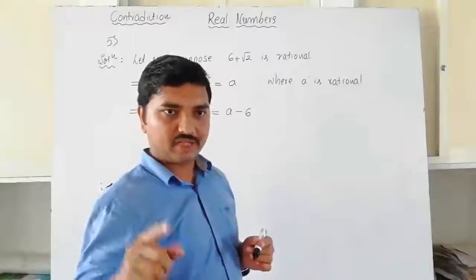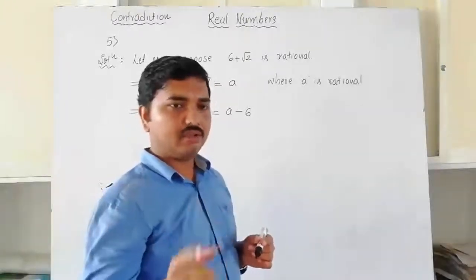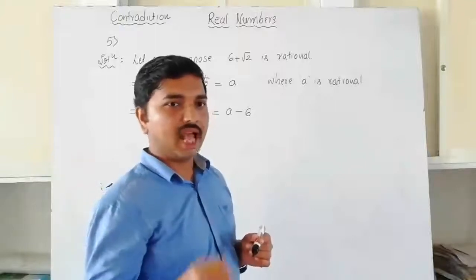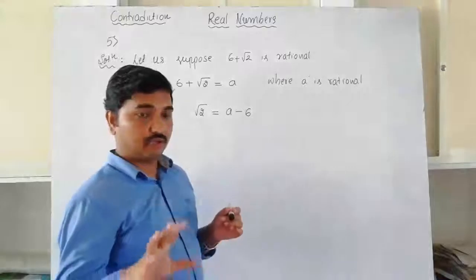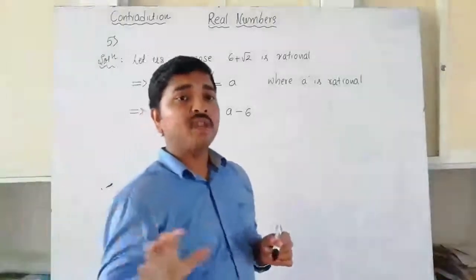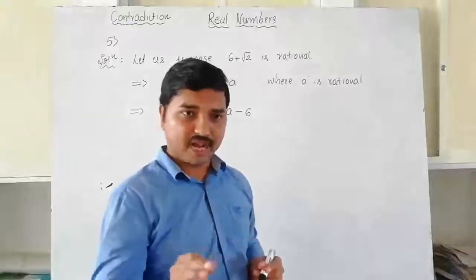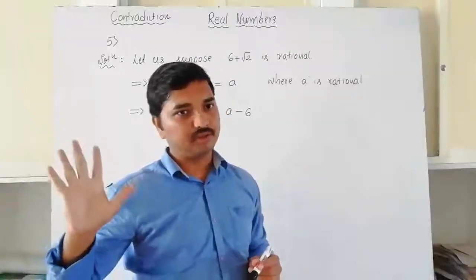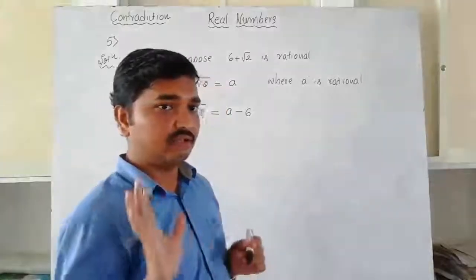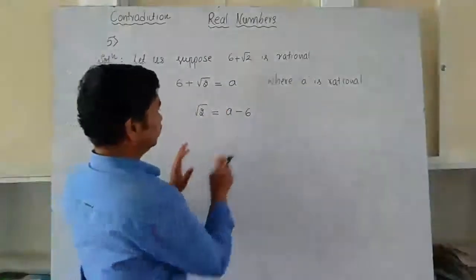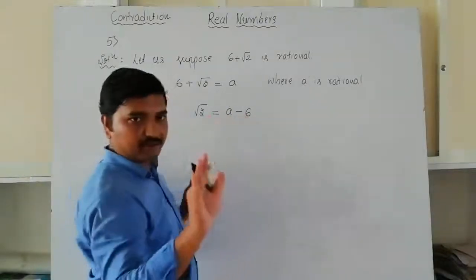I think you have studied this one. Rational plus rational, rational; rational minus rational, rational; rational into rational, answer rational; rational divided by rational, answer is rational. Remember this one. I told you in the 9th standard, rational numbers are closed with respect to addition, subtraction, multiplication and division. Remember this one. But it will not happen in the case of irrational numbers. Now look here. A minus 6 is a rational number.